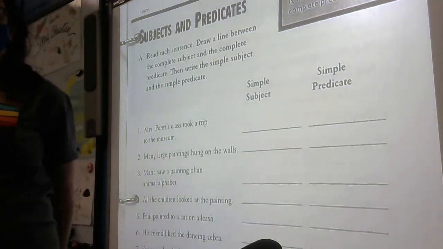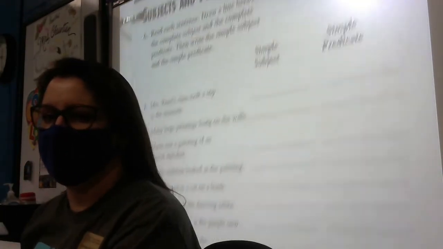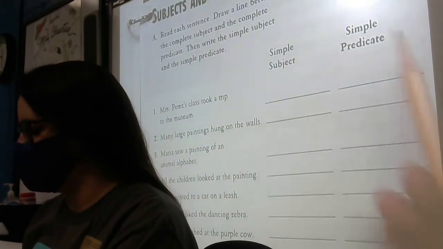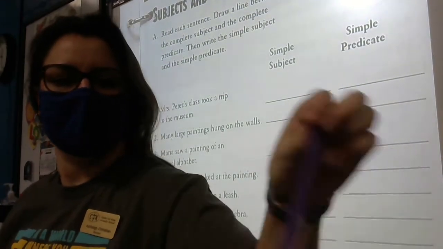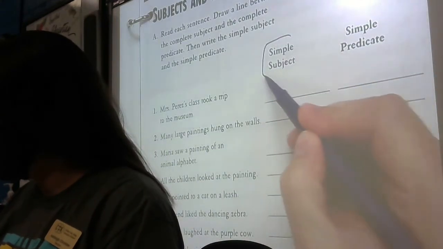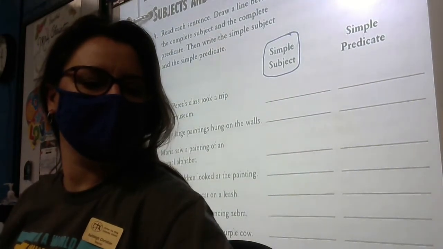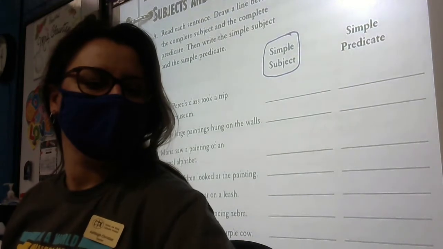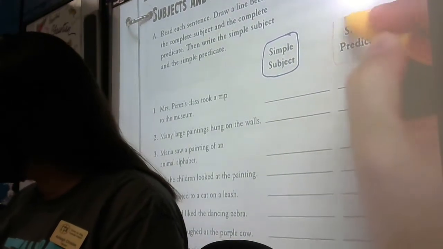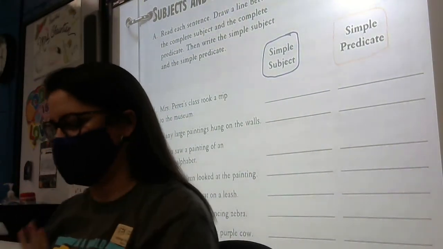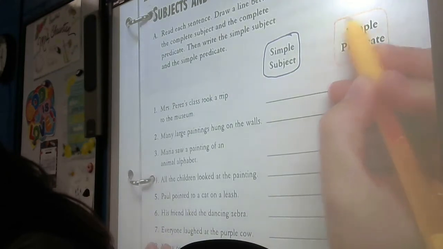Hey, guys. Okay, so in this part, good job being quick. We need a label for simple subject and simple predicate. So simple subject needs a color. And simple predicate needs a different, not similar color. I'm not going to answer these art questions that you guys should be able to handle. We've done this for weeks now. This should not be a new procedure for you.